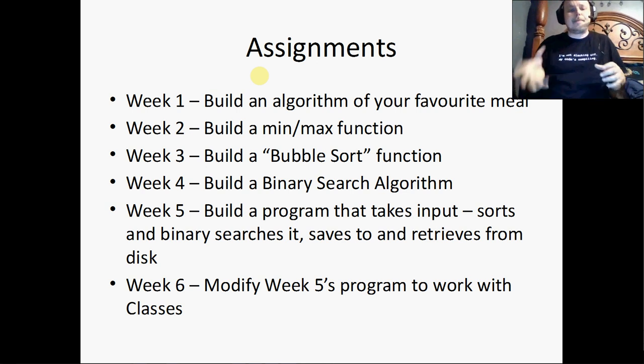Then we'll build a min-max function. Then we'll use that min-max function as part of our bubble sort function. Then we'll build on bubble sort to do a binary search algorithm. Then we'll take all of that, put it into a bigger program that will save, retrieve, and use user input in some way. And finally, we will take that program and modify it to work with object-oriented design.